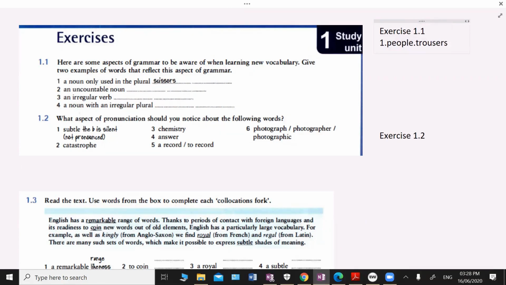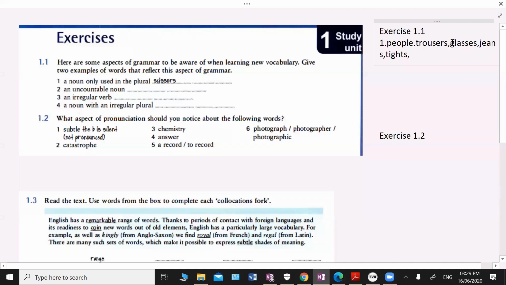Trousers. Clock, no. Bulb, no. Look at trousers. Glasses. Glasses, yes, that's right. No, army, no. Army, plural is armies. Glasses, clothes. Jeans, yeah, that's right. Tights. Shorts. Pants, pajamas. Tights. Pajamas, shorts, yes.